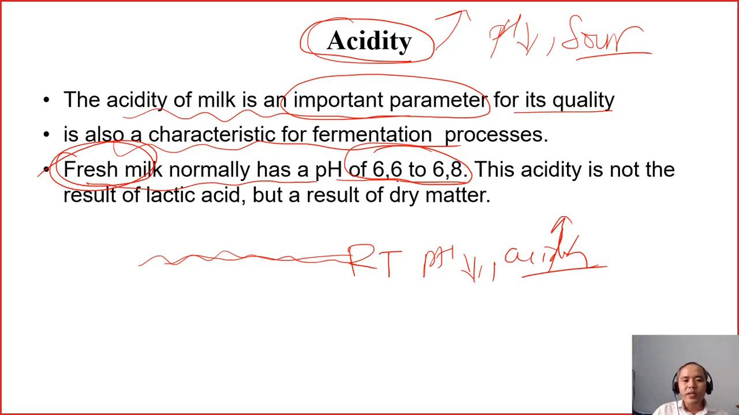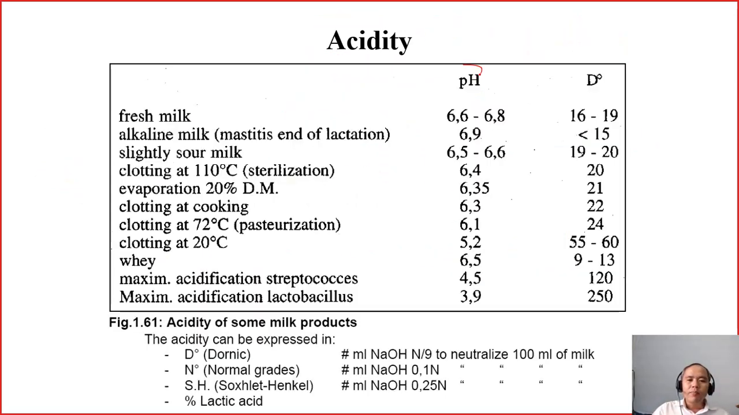It's a little bit acidic. The neutral pH is 7. When it's below 7, you call this acidic. When it's above 7, we call this basic. And this one is a little bit acidic for fresh milk. It's the same for fresh meat as well. Fresh meat also has about this range of pH. Here we look at the pH of several products, for example, and this is a Dornic degree.